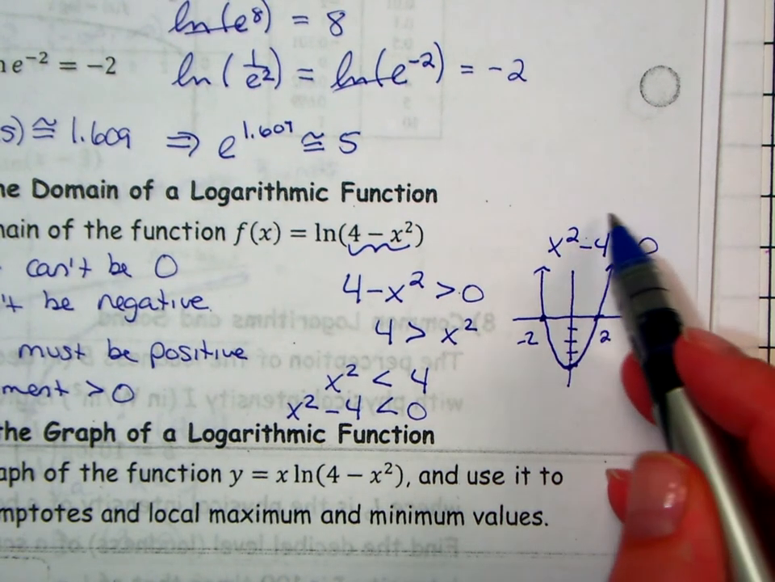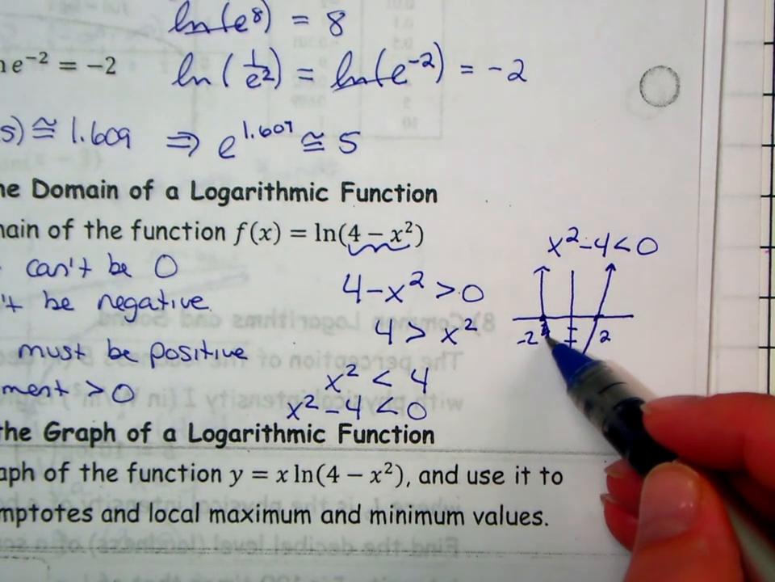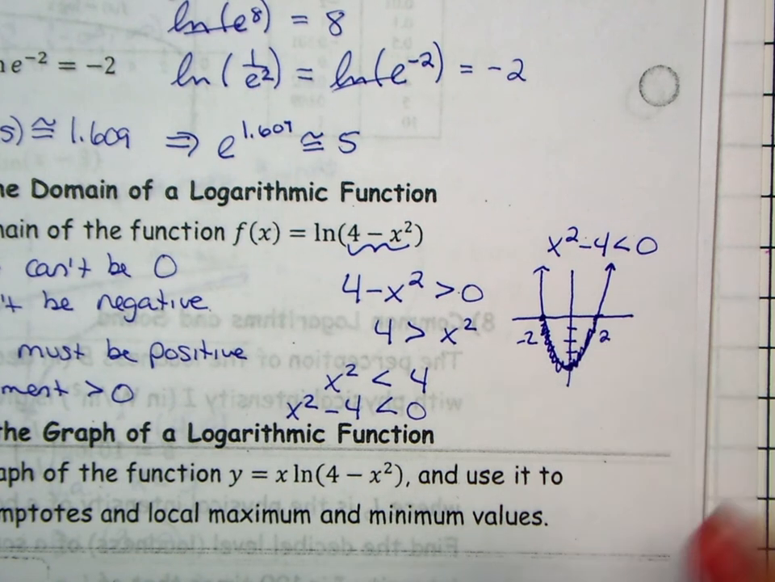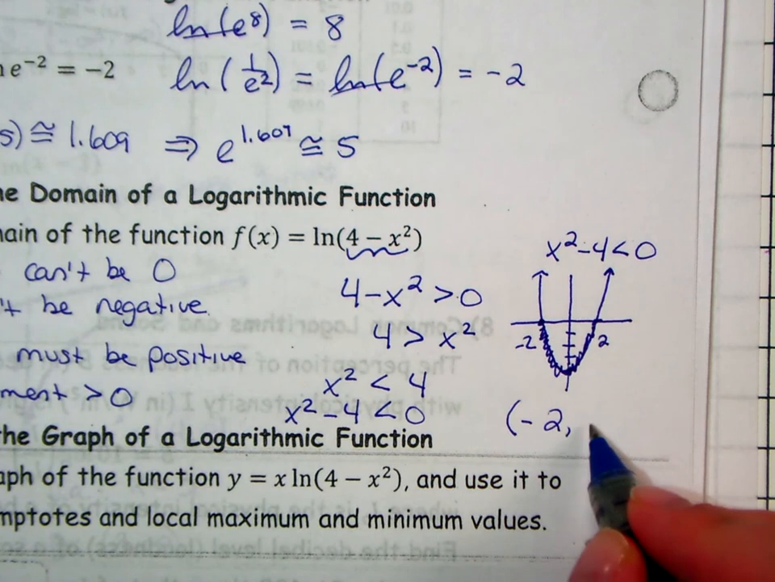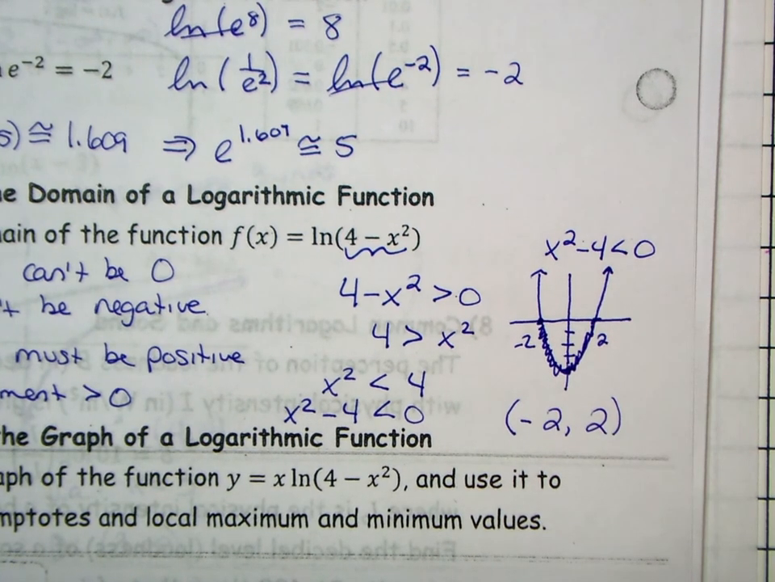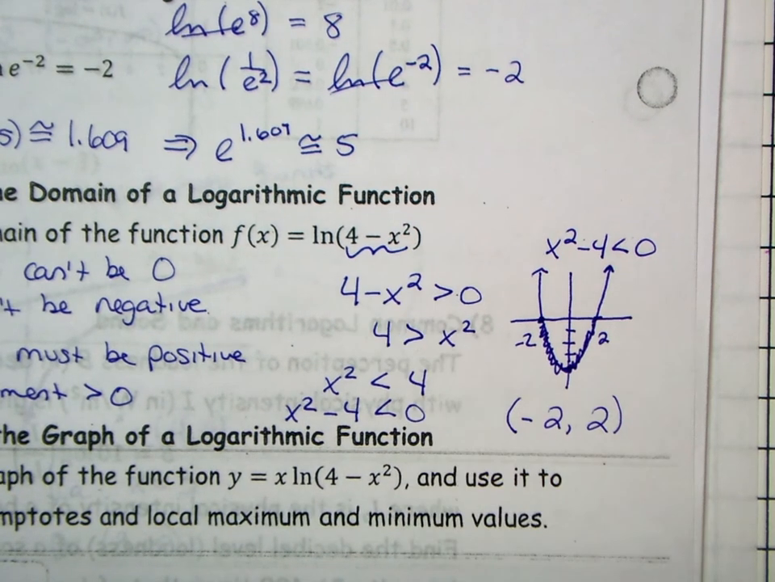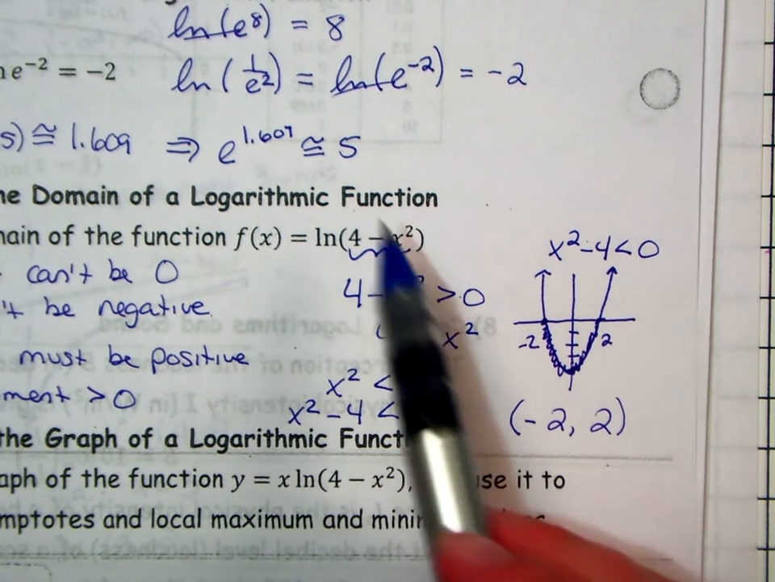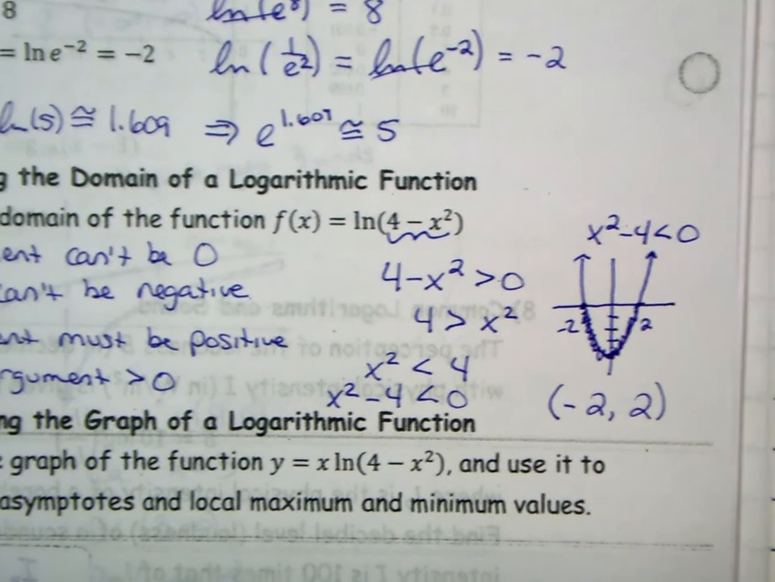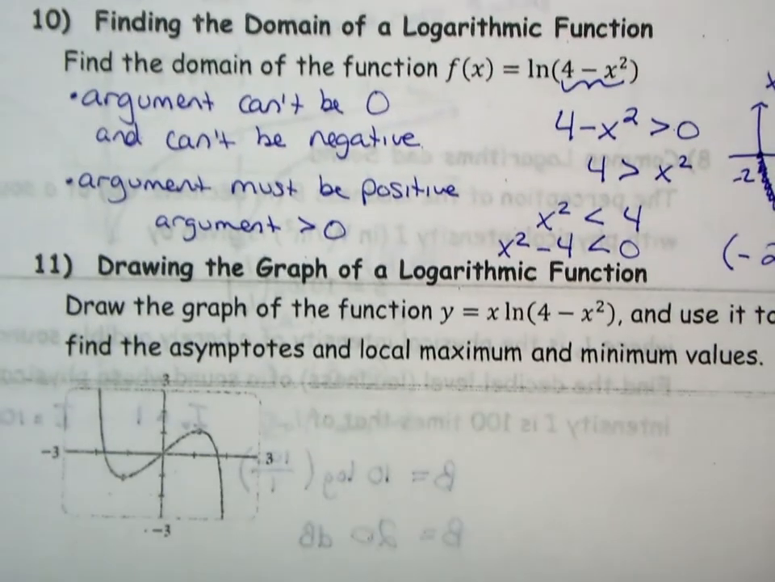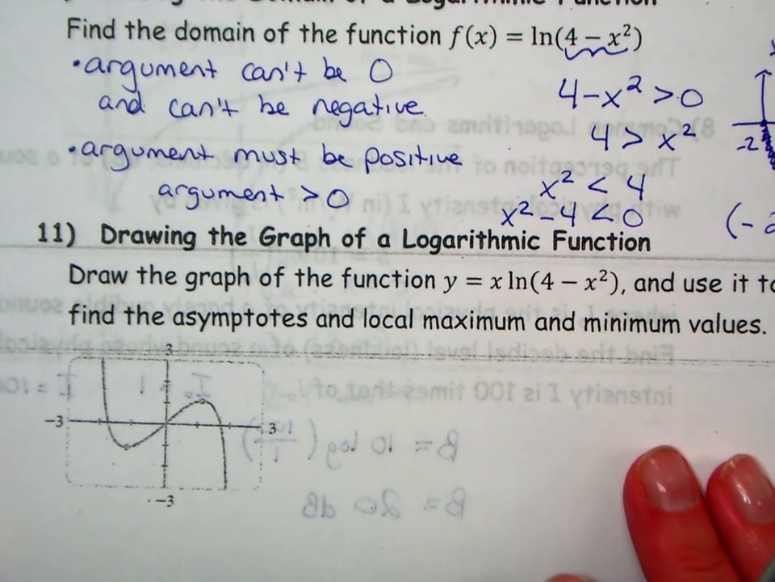And where is this parabola less than 0? Well, it's less than 0 here in the middle part, and so I know my domain is -2 to 2 only, because that's what keeps this positive. I can't put 3 in there, I can't put 4 in there. It has to be less than 2, but it also has to be greater than -2, because -3 would make that negative as well. All right, so the graph of this is kind of interesting.